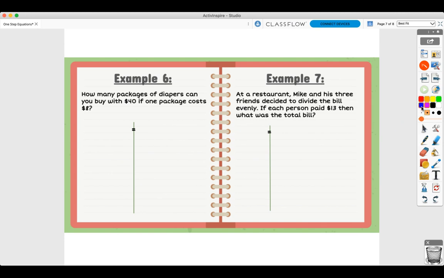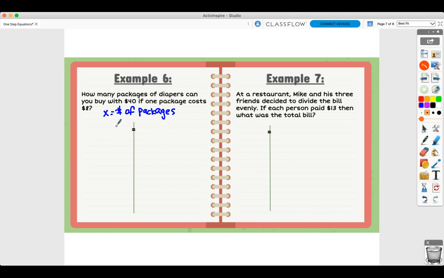Let's set up some word problems. How many packages of diapers can you buy with $40 if one package costs $8? Okay, so we know our variable is going to be number of packages. They're telling you, that's your question. It's always good to know what you're solving for. This is going to be number of packages. So we know we have a variable here.